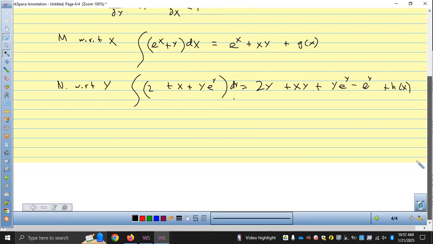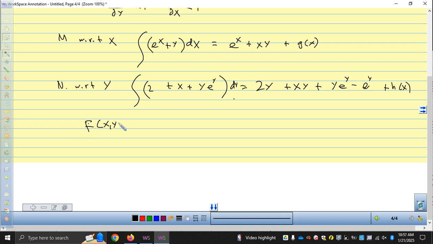Okay. So our solution, we're combining these two. We have some functions of y here that are not in this. We have a function of x here that's not in here. So our solution, f of x, y, is all that stuff: e to the x plus xy plus y e to the y minus e to the y plus 2y plus c equals 0.